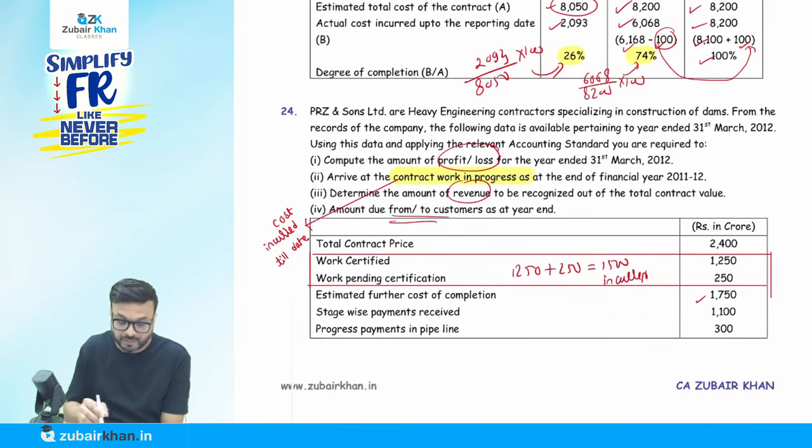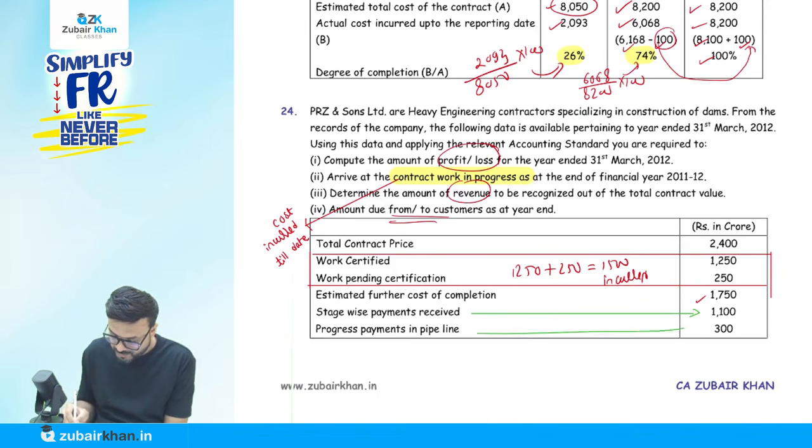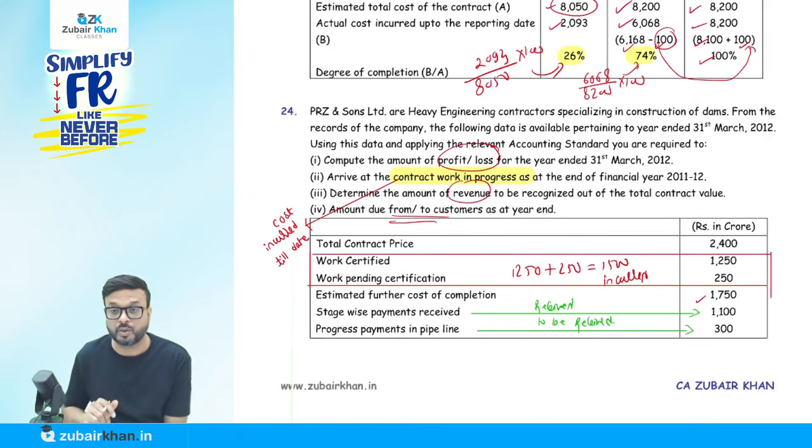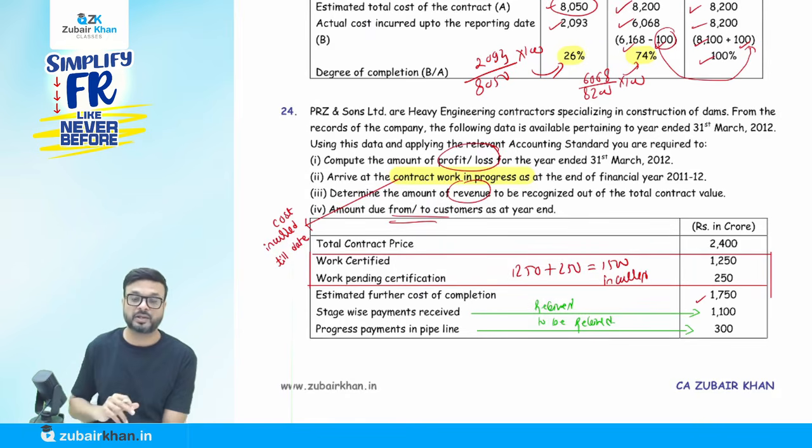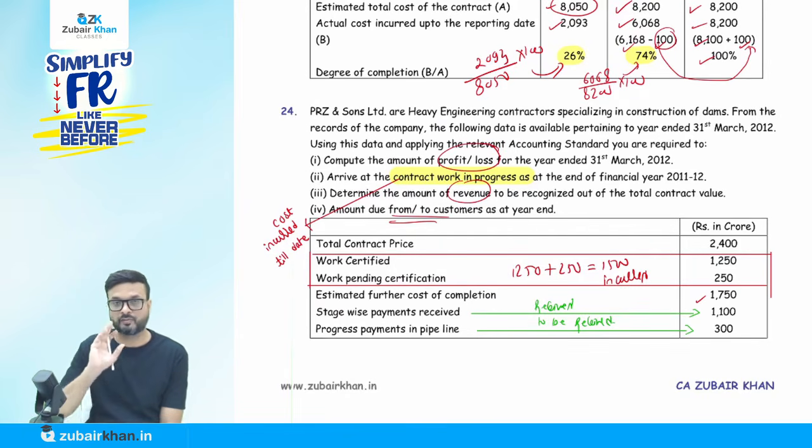Stage-wise payment received: we have received 1,100 that year, and the progress payment in pipeline means this is to be received. Do you remember that I told you that when we calculate due to or due from, we have to take into consideration both the received and to-be-received amounts, one by one. Now, how much is the profit or loss?